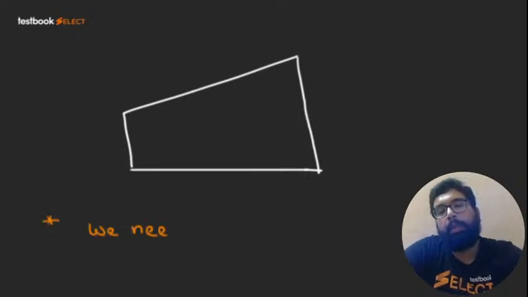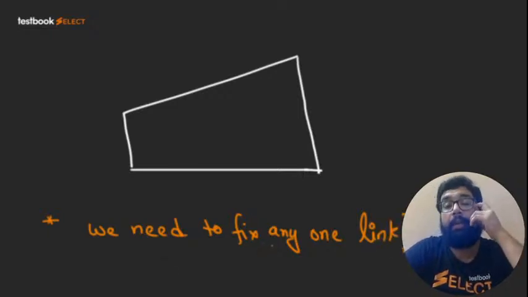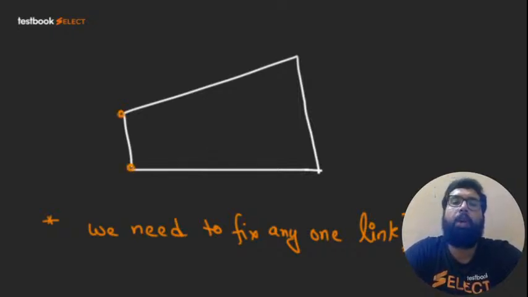Now we know one thing. We need to fix any one link here. Right now, which link is to be fixed? Let us name them something. If we name them, let's say this is X and so on. We have 4 links here, and in between these 4 links, we have all the turning pairs.